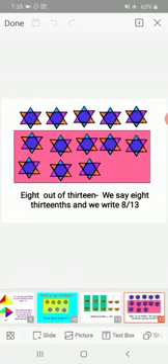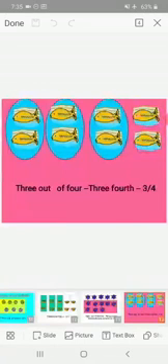Now next example, 8 out of 13 means what? Here 13 stars are there and out of 13 we have taken 8 stars, which we have colored pink. That means it is called 8/13. Now 3 out of 4: this is a collection of fish. There are a total of 4 parts, but out of 4 we have taken only 3, which we have circled. That means 3/4.